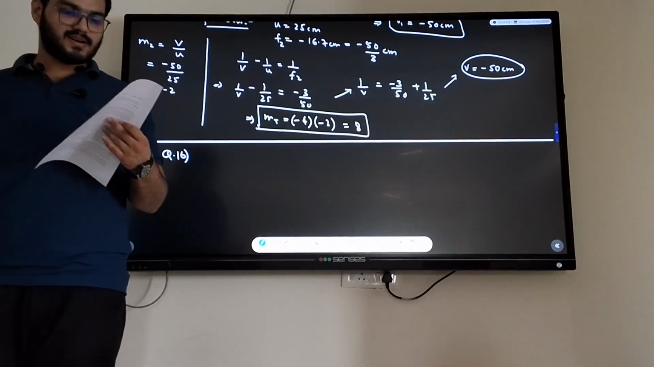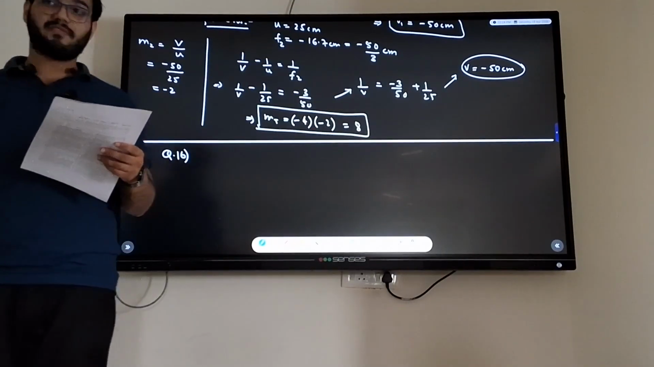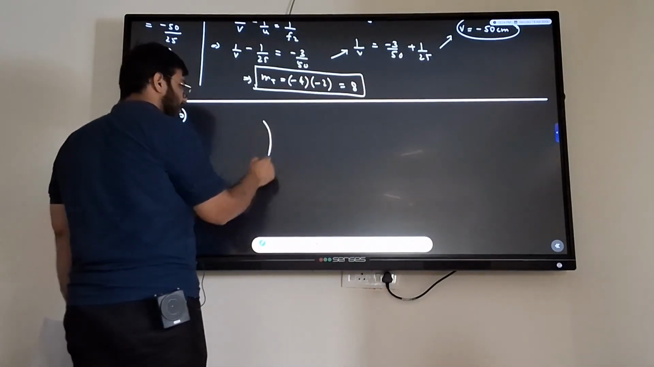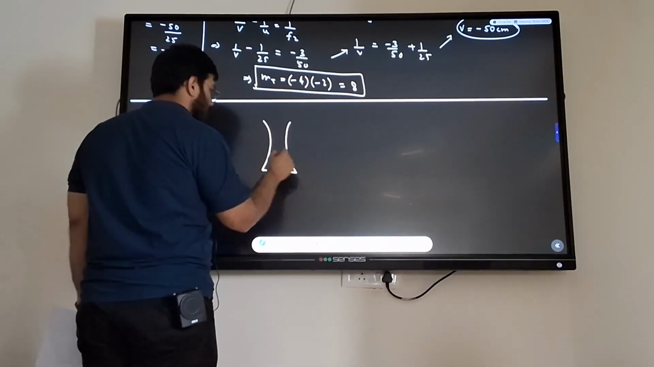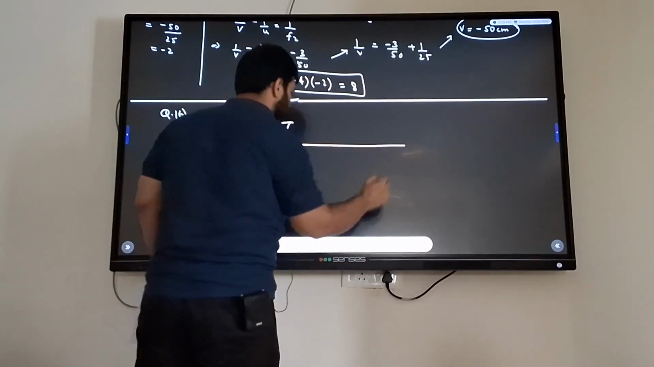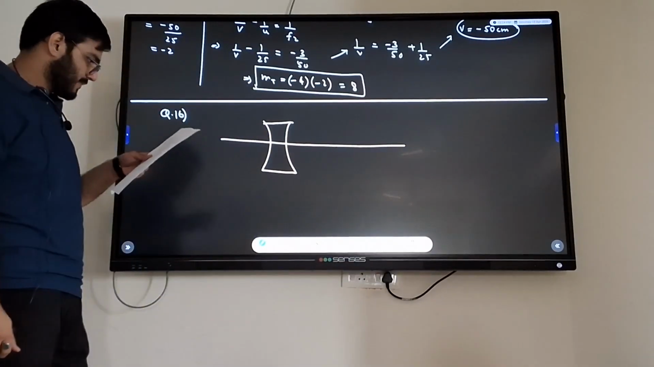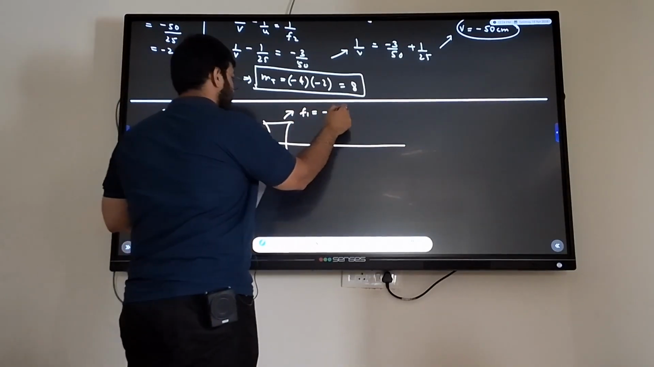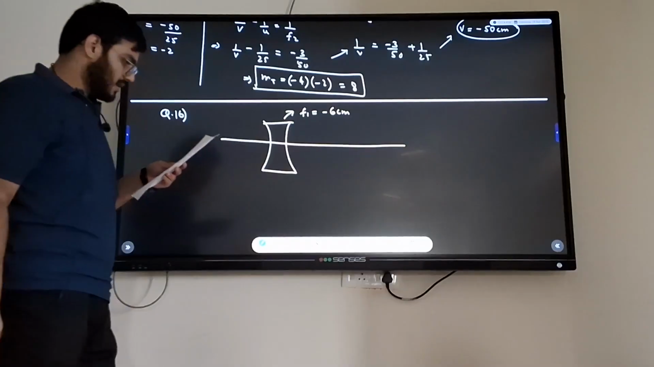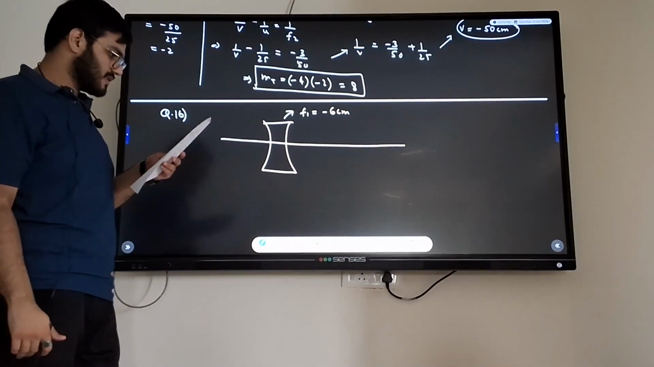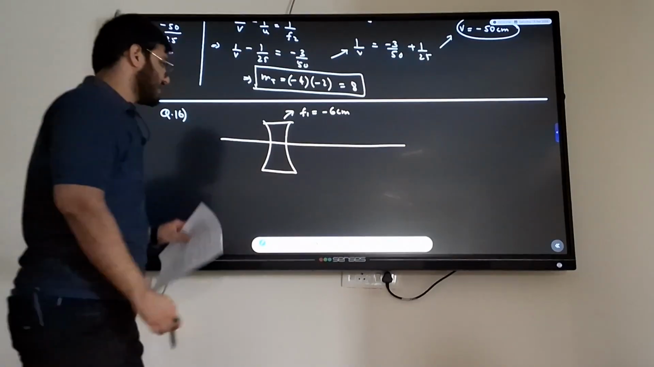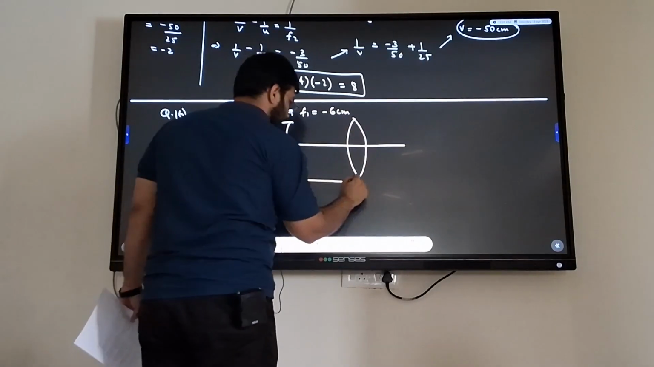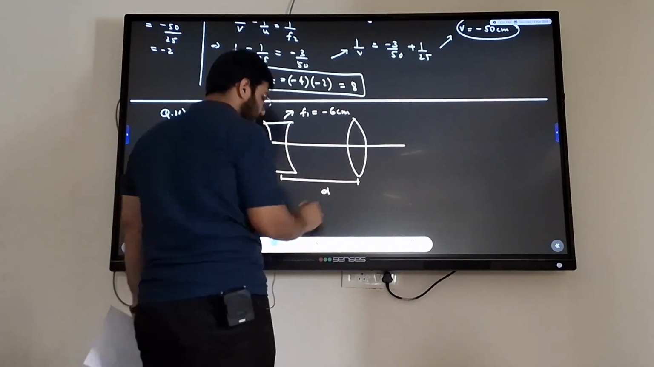An object is placed at this distance to the left of a diverging lens. Diverging lens meaning you have a concave lens. Some axis is given and the focal length is given now: f1 equals minus 6 centimeters. A converging lens of this focal length is placed at a distance d to the right of the diverging lens. So you have a converging lens and the distance between them is given to be d. What is this focal length given to be?